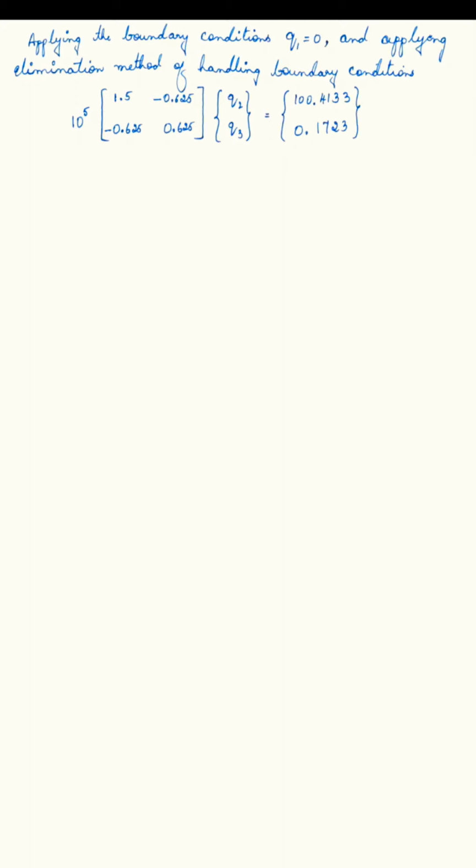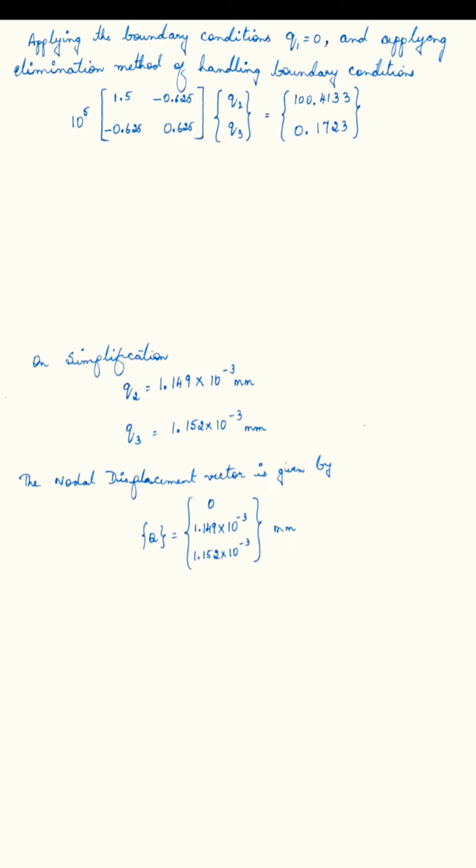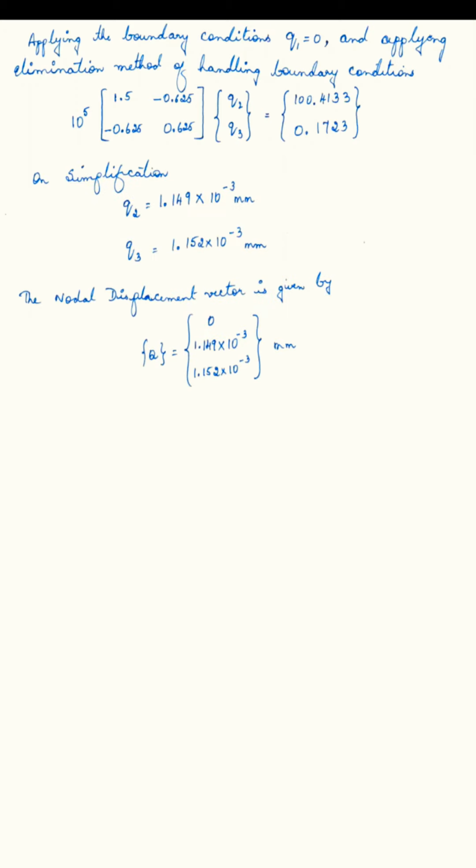Now we can easily simplify and obtain the values of Q2 and Q3. How do we simplify this and obtain the value? We have discussed in the very first problem. So if you are not aware of it, you can go back to the previous videos and then obtain. On simplification, we obtain the Q2 value as 1.149 into 10 to the power of minus 3 millimeters. Q3 value as 1.152 into 10 to the power of minus 3 millimeter.